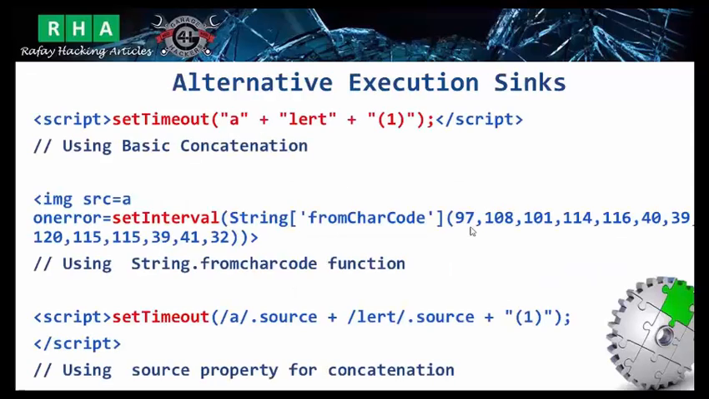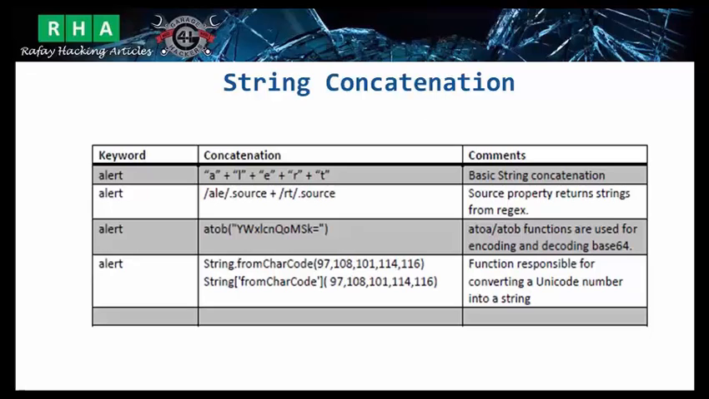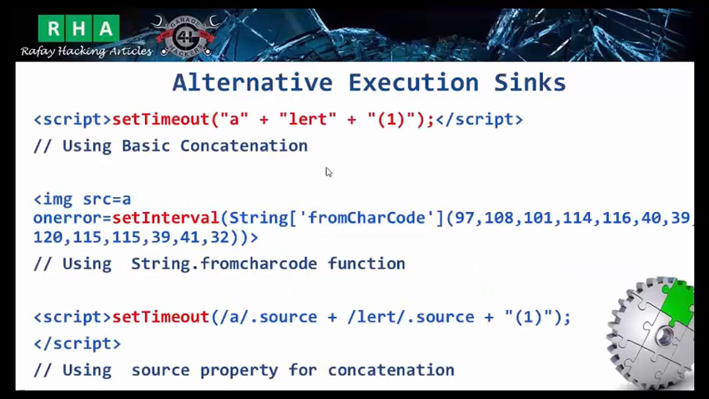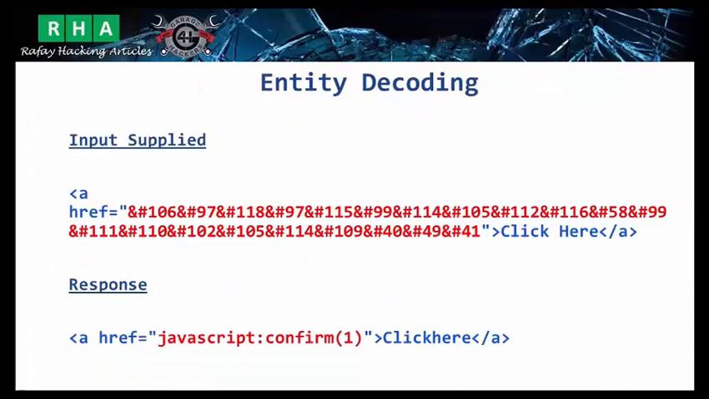And then we have alternative execution things. In case you are not able to use alert, confirm, eval, we can use the setTimeout function, where we are simply using the basic string concatenation that we talked about here in order to execute JavaScript. And this is where we are using the String.fromCharCode function, and we are using setInterval execution sink in order to execute it. And this is a variation of string concatenation by using the source property.